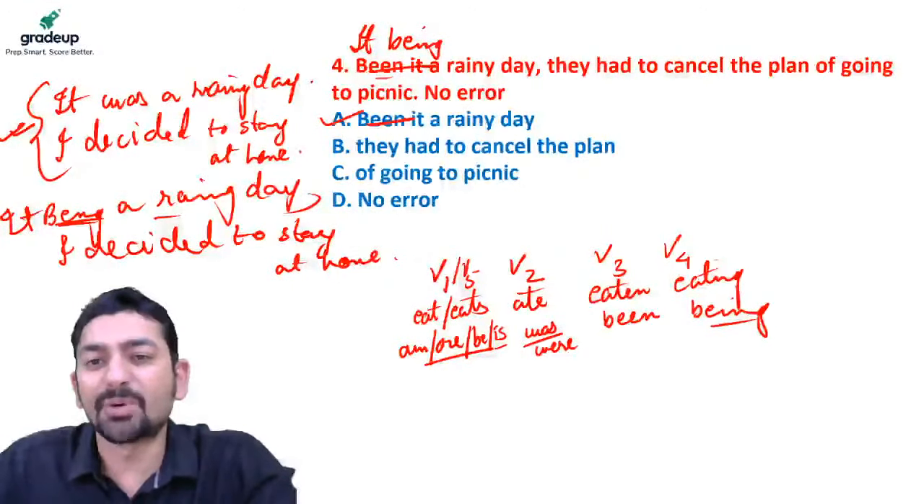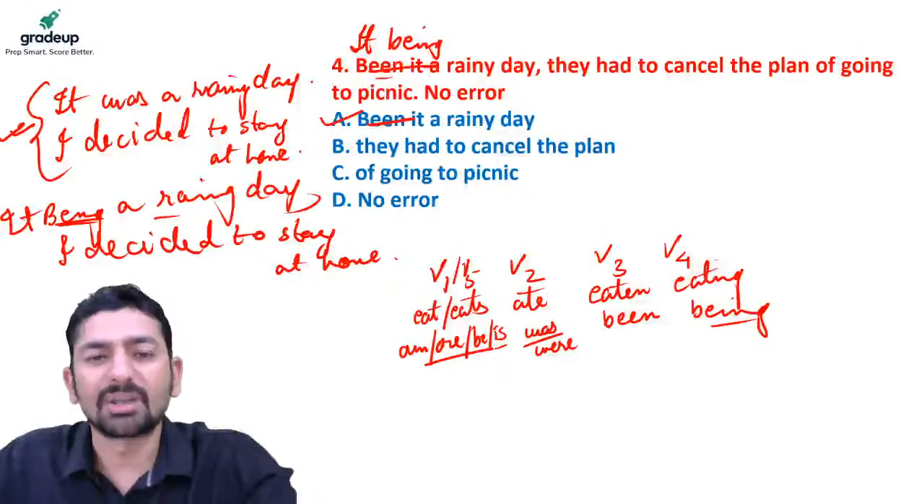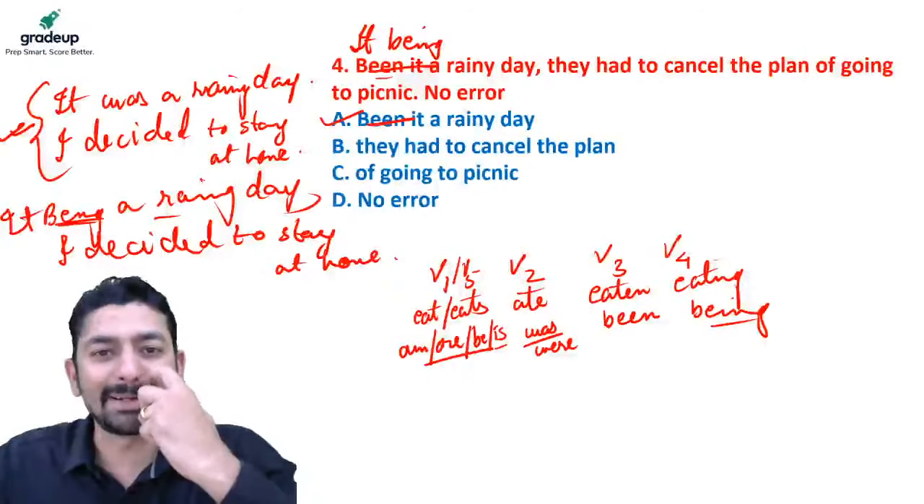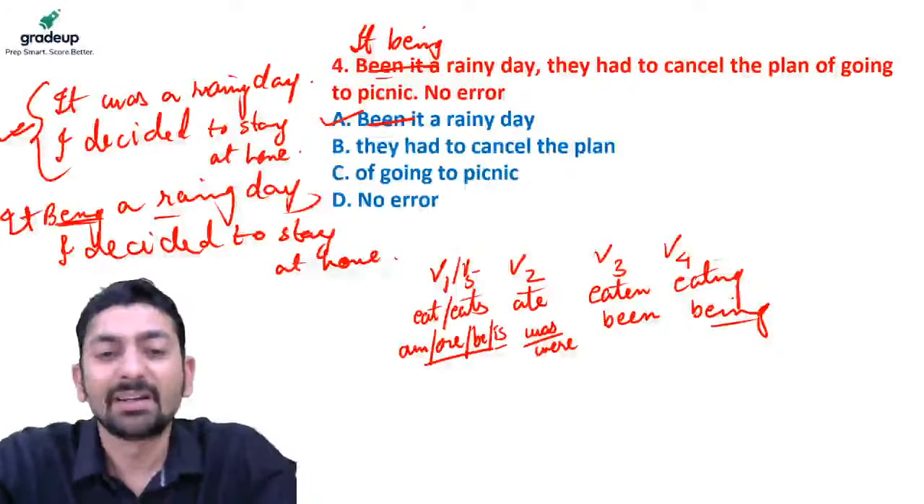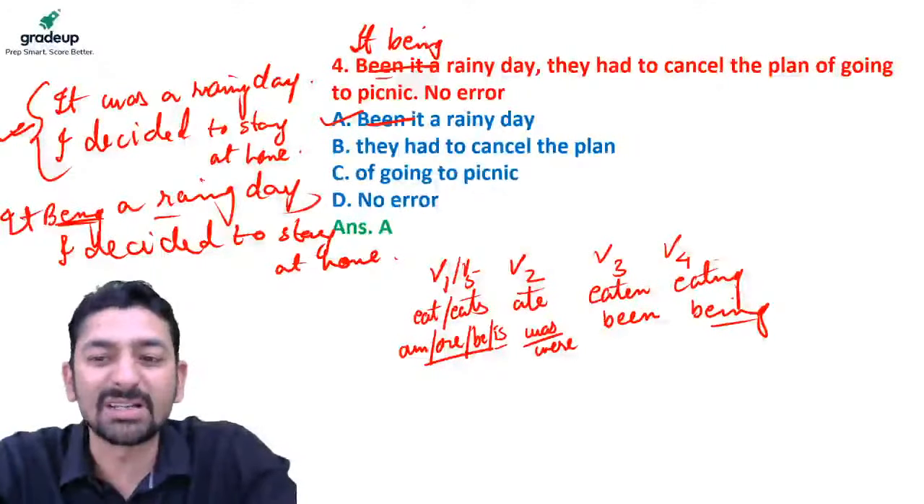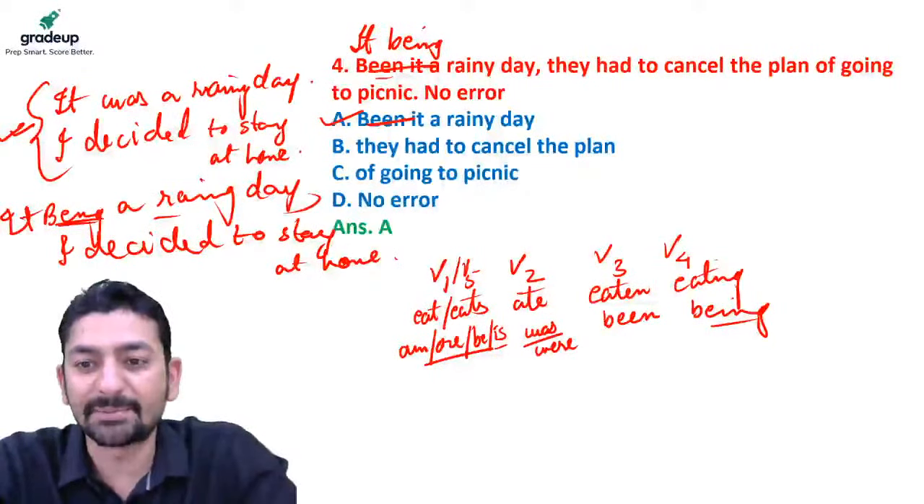Similarly, here it means it was a rainy day, they had to cancel. Two sentences have been combined and it has been written as it being a rainy day, they had to cancel the plan of going to the picnic. So error was in part A. Whosoever said A was absolutely right. Wonderful.